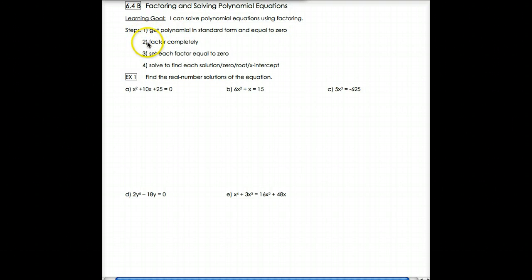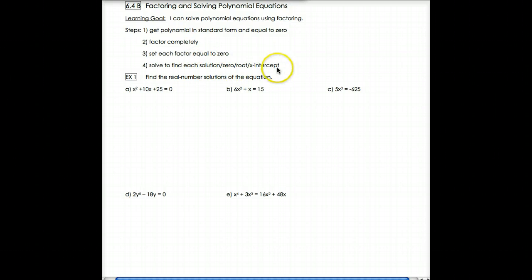Then step 2 is exactly what we reviewed yesterday, to factor the polynomial completely. So go entirely through your order of operations for factoring and make sure everything is factored as far as it can go. Then you'll take each of those factors and set them equal to 0, just like we did in Unit 2. And that will allow us to solve each of those to find each solution.